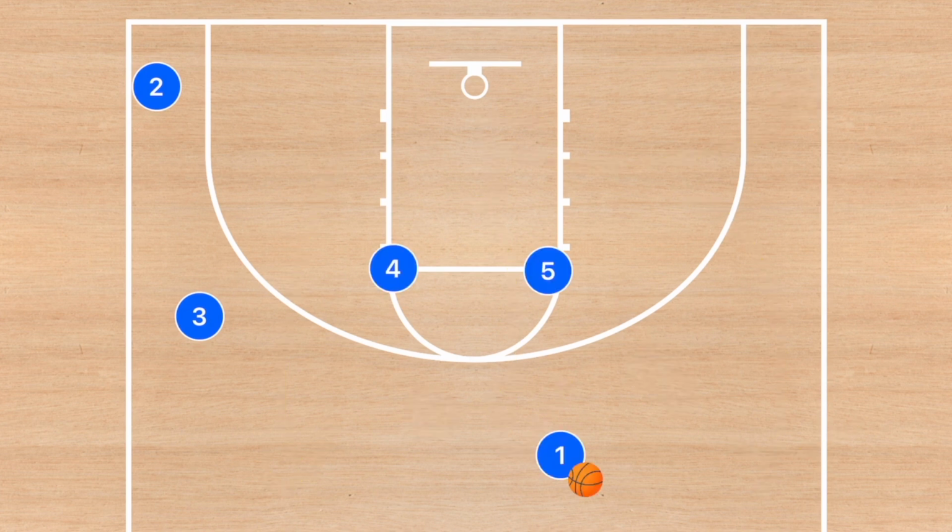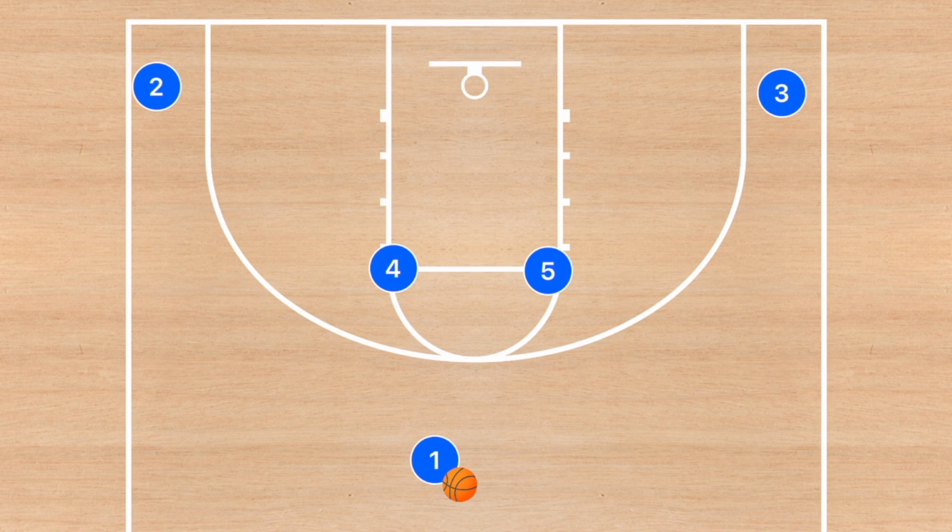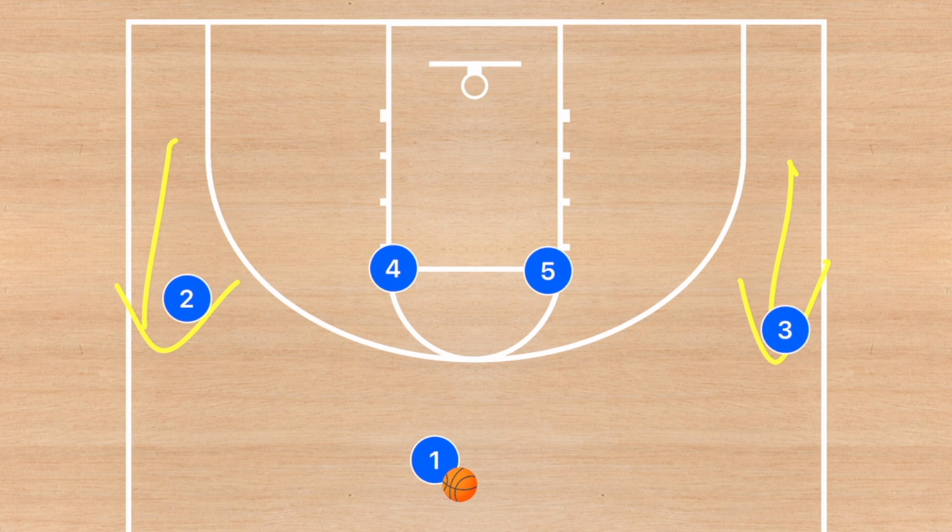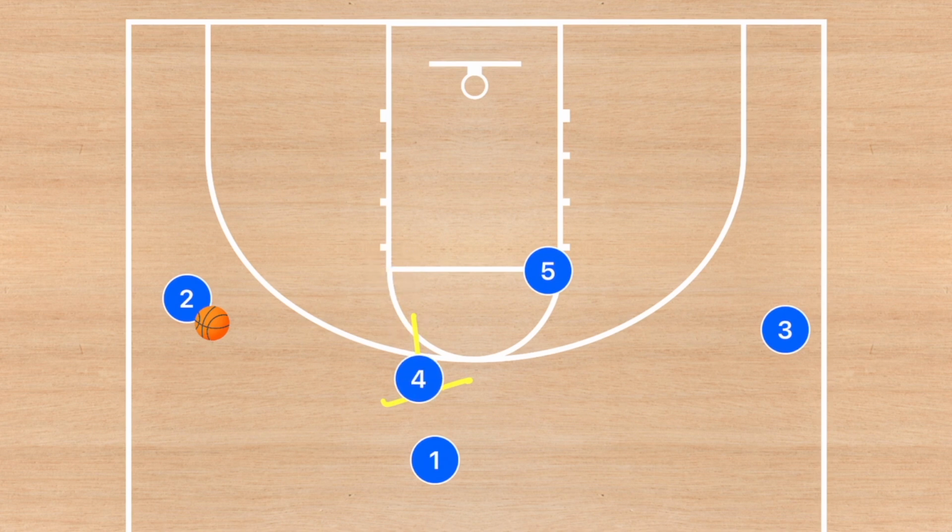Another version of this same Horns is player 2 or player 3 can pop, or they can both pop, doesn't necessarily matter. Player 1 passes to one of them. At this time, player 4 sets the back screen for player 1, same idea as before. Player 1 cuts. If he's open, you can definitely hit him up with a pass.